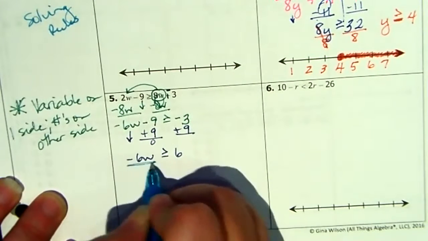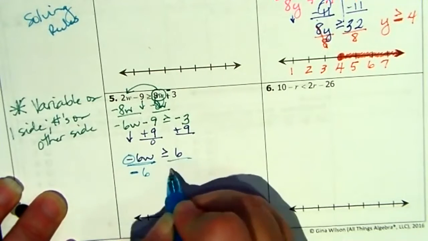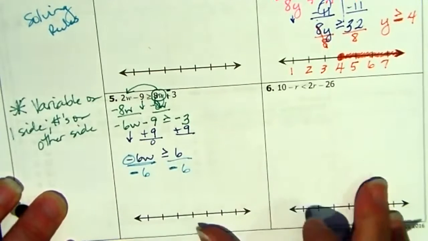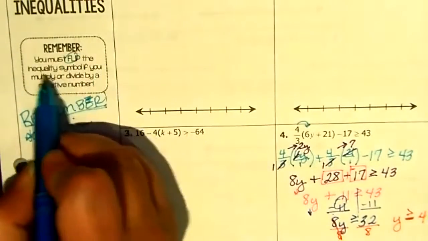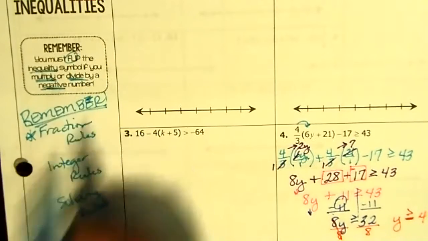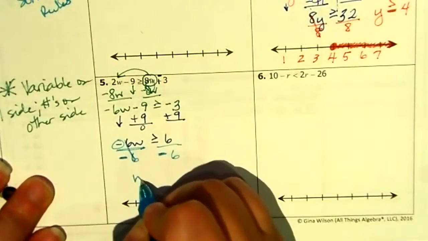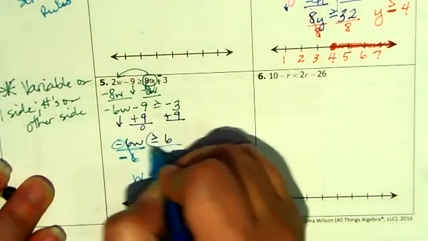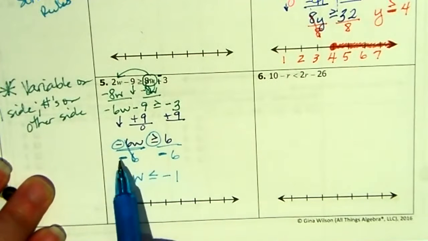I'm dividing by a negative number. Since I'm dividing by a negative 6 on both sides, that goes back up to this rule up here. Remember, you must flip the inequality if you multiply or divide by a negative number. So we divided by a negative 6, so we now have w is less than or equal to negative 1. Because we divided by a negative on both sides, we had to flip the inequality symbol.